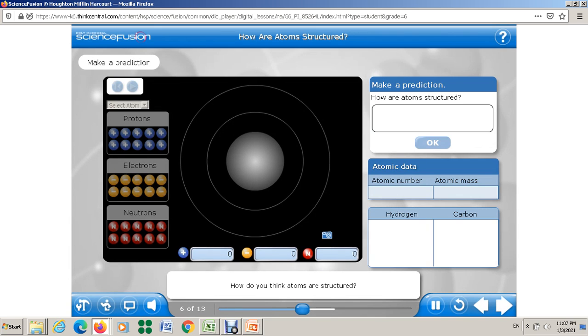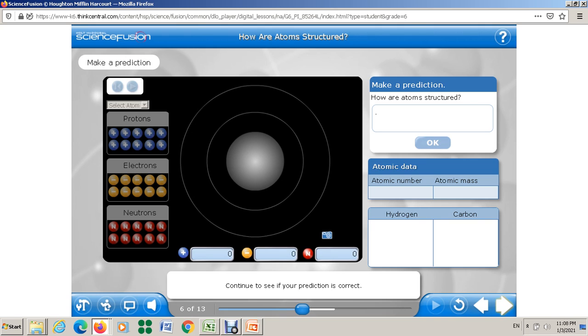How do you think atoms are structured? For example, how do you think the number of protons compares to the number of electrons? What can you say about the electric charge of an atom? Use words such as protons, neutrons, electrons, and electric charge in your answer. Type your prediction in the box and then click OK. From the things that we learned, what did we learn about the structure? What did we learn about the overall charge of the atom? What about the number of protons and the number of electrons? What did we say about them? Continue to see if your prediction is correct.